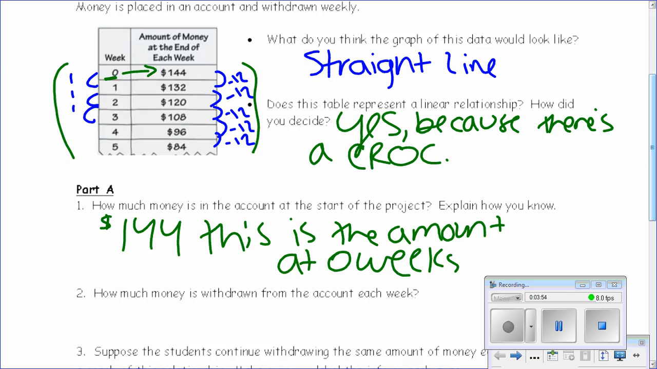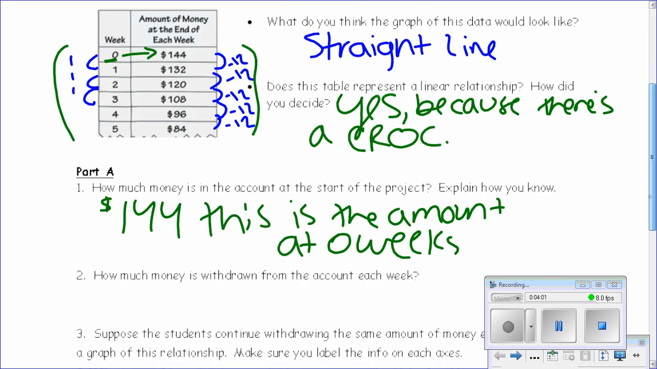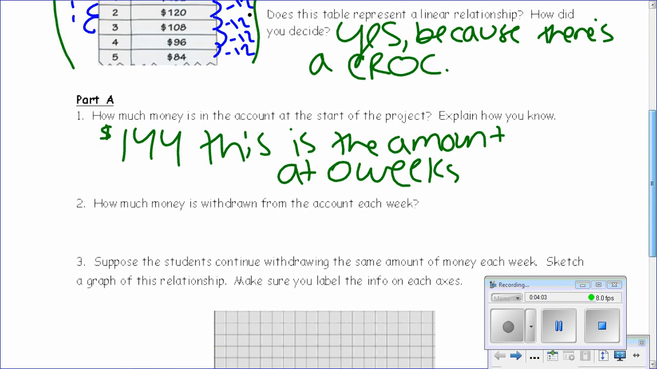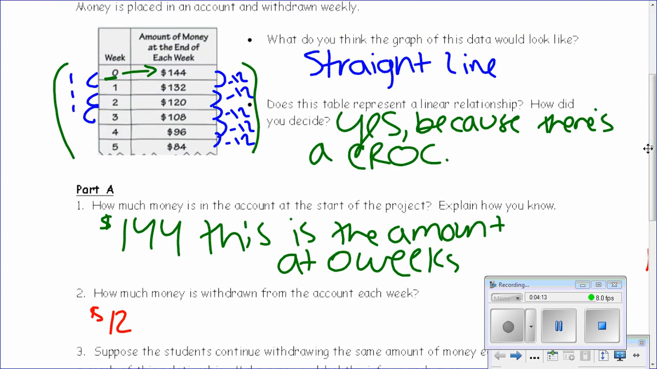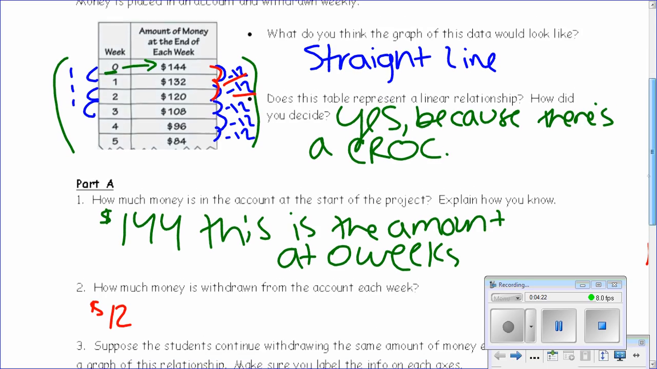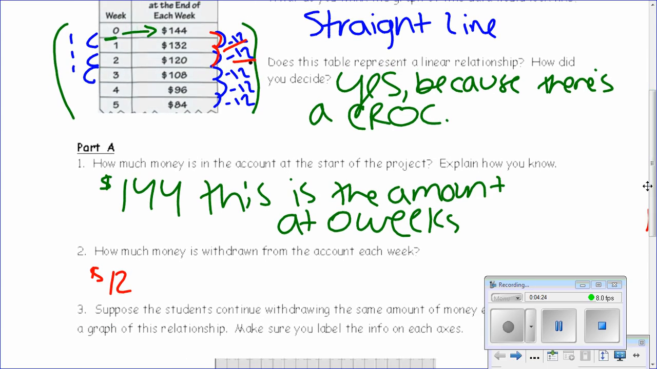How much money is withdrawn from the account each week? We're looking at the table, Ava. 12 what? $12. So each week, there's $12 taken out of the account. And we can see that because, like Stephanie and Mason were saying, that's our constant rate of change. From week 0 to week 1, $12 is out. From week 1 to week 2, $12 is out. You see how we can piece all this stuff together just by looking at the table? Our next step could even be writing the equation if we need to.